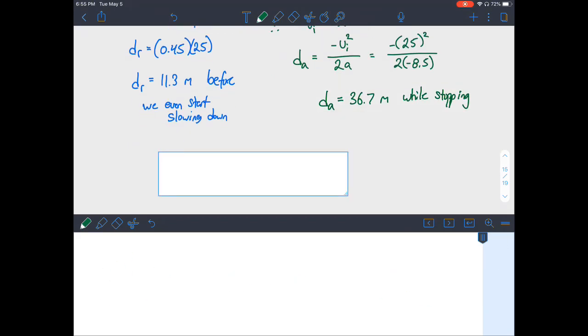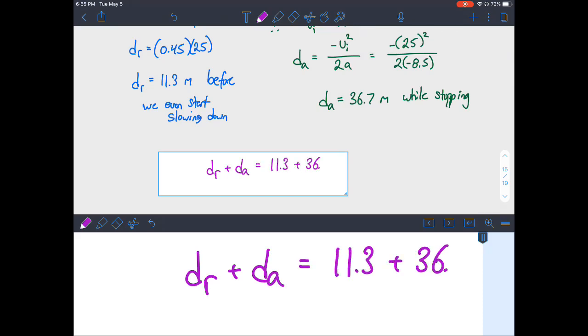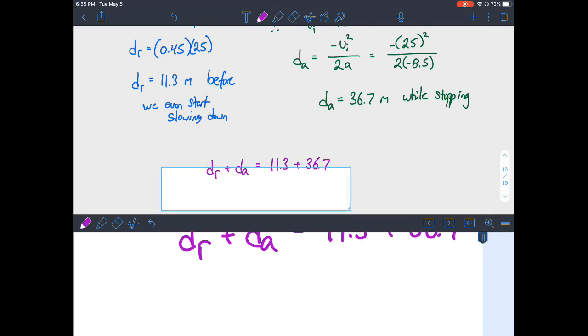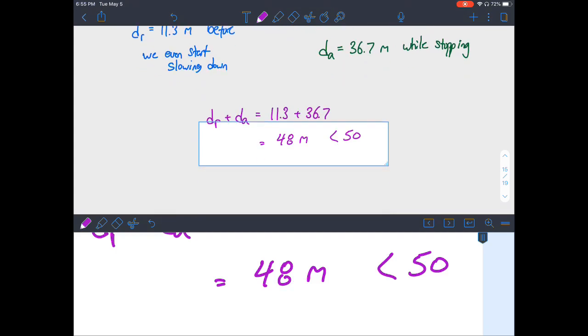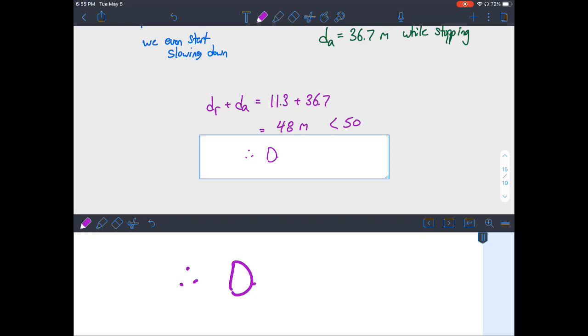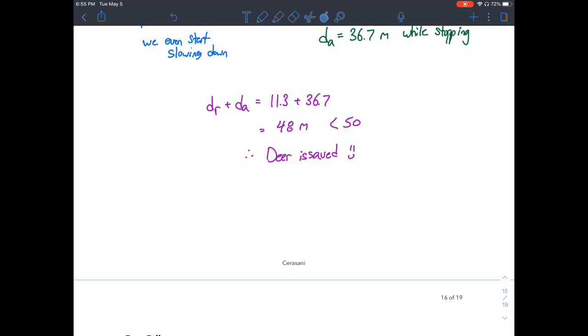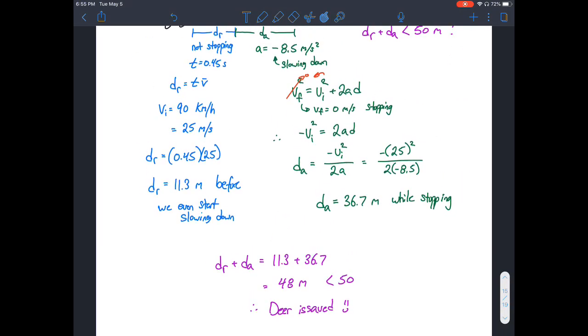So in total, if we want to know if we hit the deer, our reaction time distance plus our acceleration distance is going to be 11.3 meters plus 36.7 meters, which you add together and get 48 meters. And since that's less than 50 meters, because it told us that the deer was 50 meters ahead of us, therefore the deer is saved, and we are happy. That's one of the most involved questions that we'll do. 2 parts, we've got a reaction time and an acceleration time.